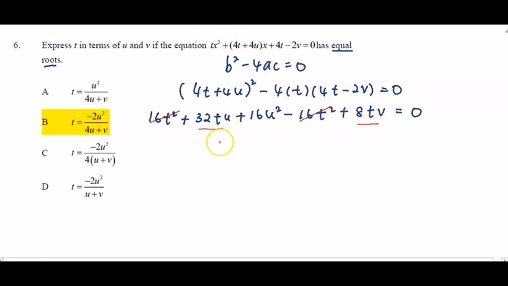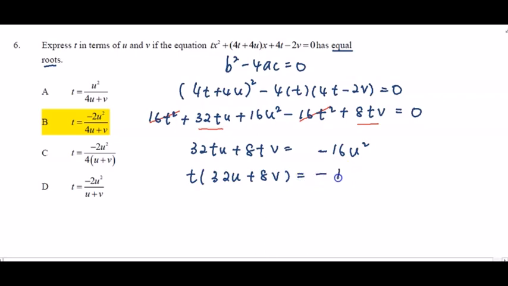So I'm going to leave them at the left side. And the term without the t, I try to move to the right side. I got negative 16u squared. So in order to make t the subject, I'm going to factor out the t, and I got 32u plus 8v in the bracket. So to make t the subject, I will divide both sides by 32u plus 8v. That will be negative 16u squared over 32u plus 8v.